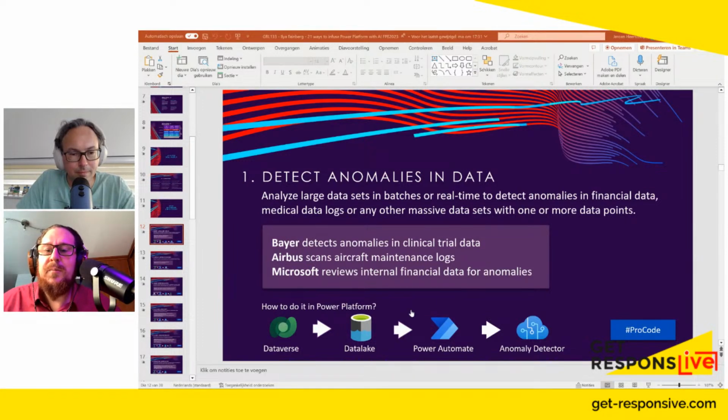There are actually 3 examples here: Bayer, Airbus, and Microsoft. Bayer, the pharmaceutical company, is using it for clinical trial data. They collect millions of data points from thousands of people, from all the parameters and measurements that they can take from a person: their height, their hemoglobin levels, their blood pressure, their heart rate, whatever it is. All that in combination with how the person reacts to medications and new drugs being developed, and how those combinations interact with each other and affect the person.